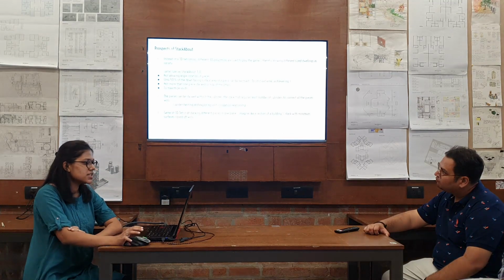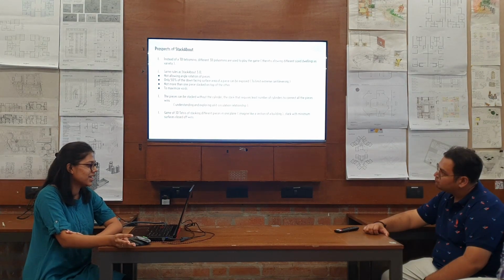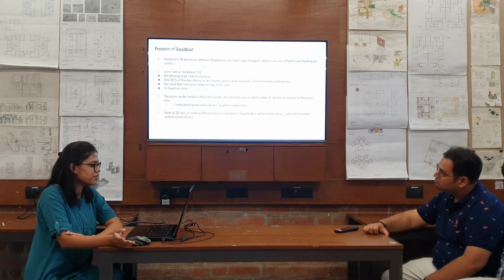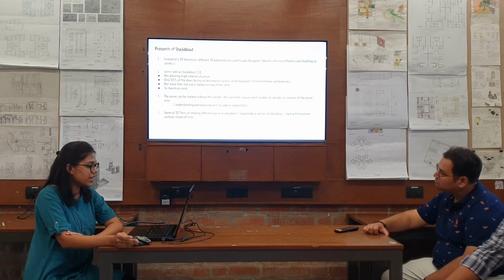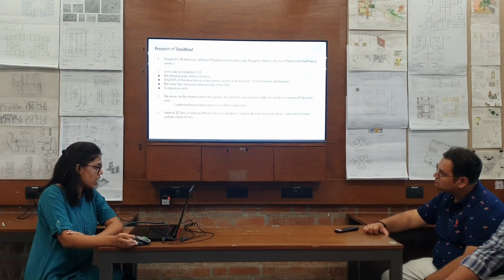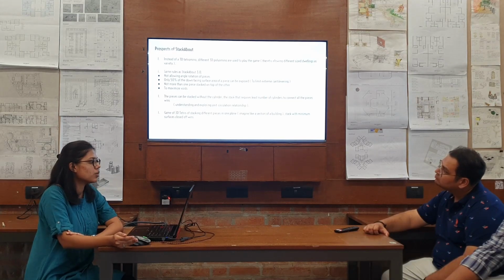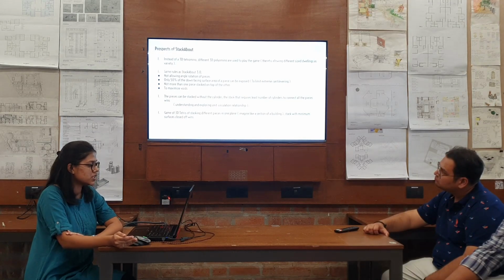This brings us to the different ways of playing Stackabout. In the first iteration, instead of using 4 cubes to make one piece, 3 or 5 or more cubes can be used. In the second iteration, the same rules as Stackabout 3.0 will apply, but the winning criteria can change. For example, only 50% of the down-facing surface area of a piece can be exposed to limit extreme cantilevering or to even maximize voids. In the third option, the pieces can be stacked without the cylinder.